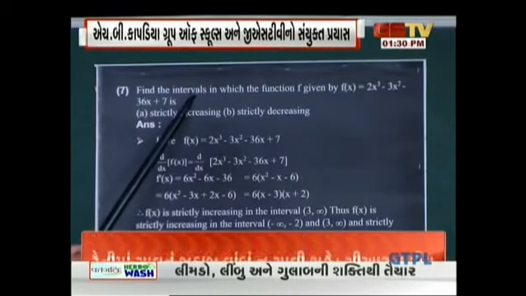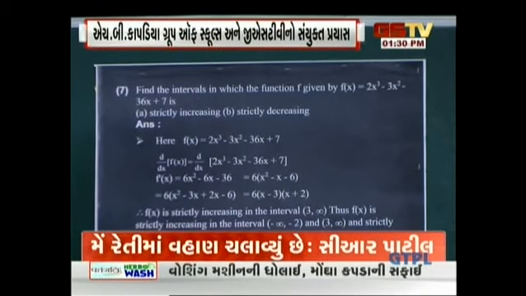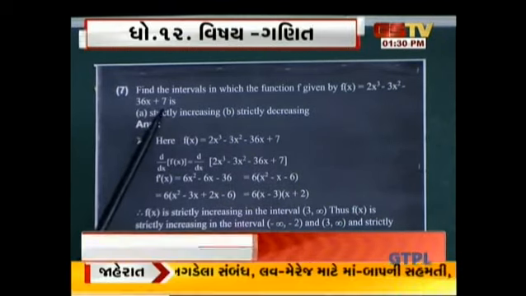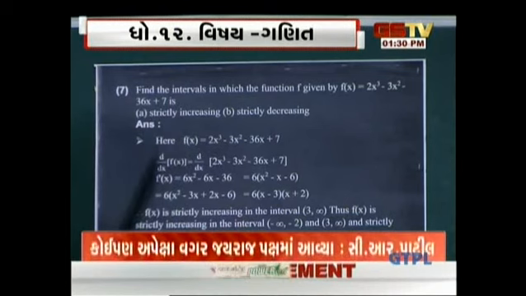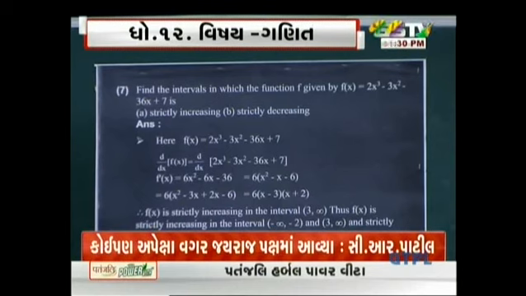Find the intervals in which the function f given by f of x equals 2x cube minus 3x square minus 36x plus 7 is, first, strictly increasing, and second, strictly decreasing.